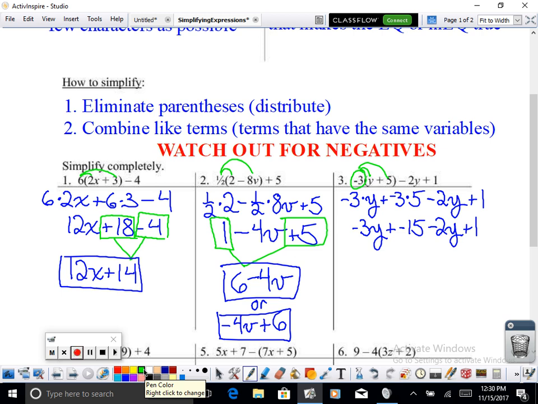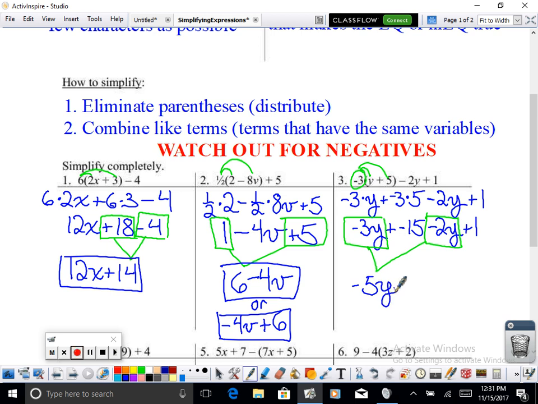Now I need to combine my like terms. Well, I actually have two pairs of like terms this time. I have minus 3y and minus 2y to start with. Okay, so I'm at negative 3y and I'm subtracting 2y more. Where's that going to land me? Negative 5y. Excellent.